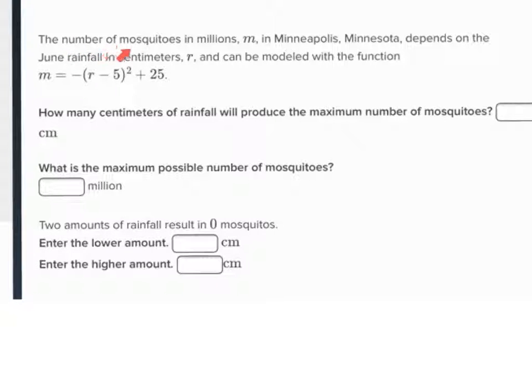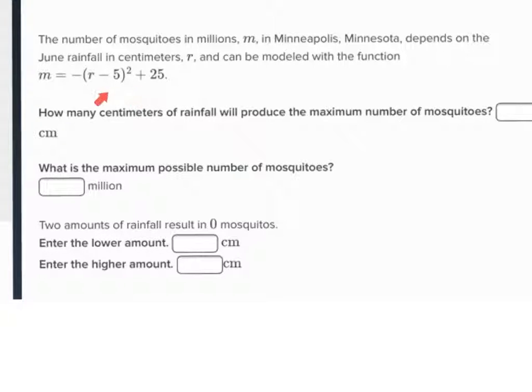It says the number of mosquitoes in Minneapolis, Minnesota depends on the June rainfall in centimeters and can be modeled with this function right here. How many centimeters of rainfall will produce the maximum number of mosquitoes? What is the maximum possible number of mosquitoes? Now tell me, what form is this quadratic equation in?